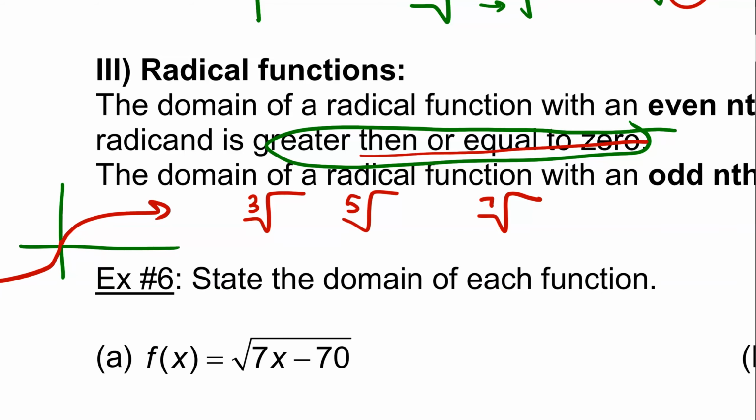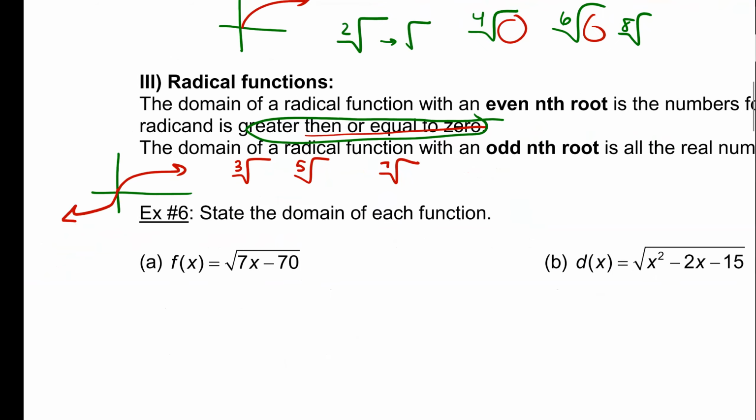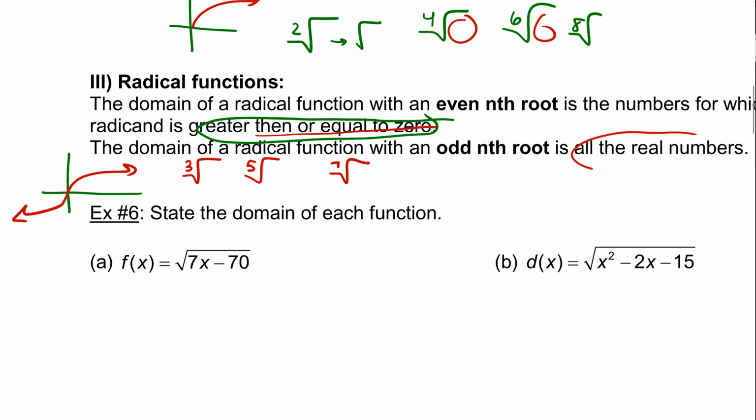So wait, any x value could be plugged in here and I'll have a y. So if you have an odd root, the domain is all real numbers. You could put any x value under it. But if it's an even root, like a square root, you can't put in negative x values. You can't put in a negative x value and still have it be non-negative underneath.